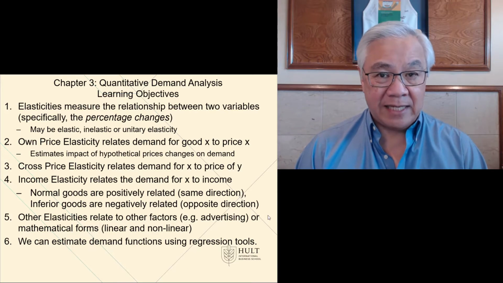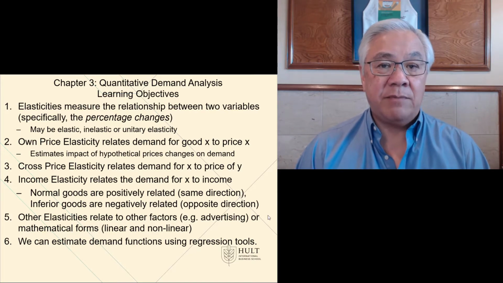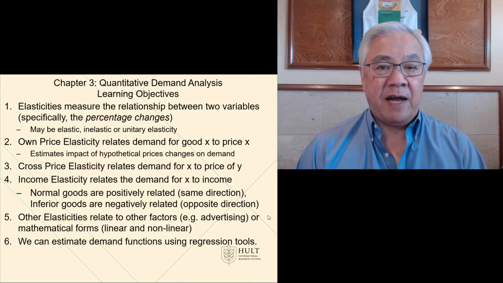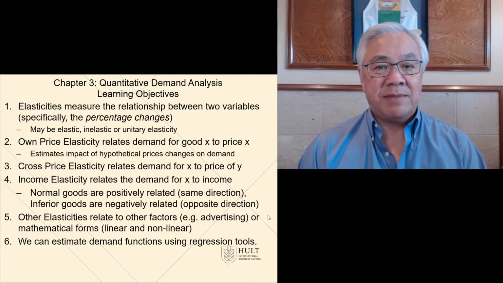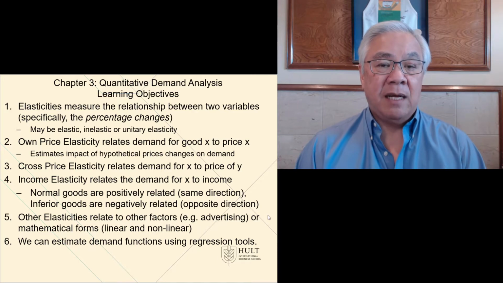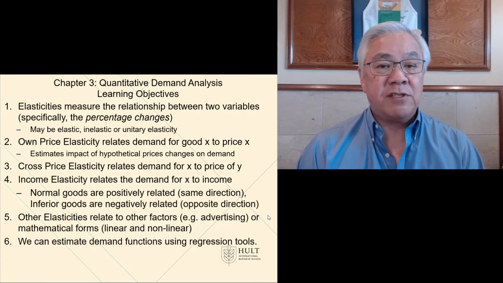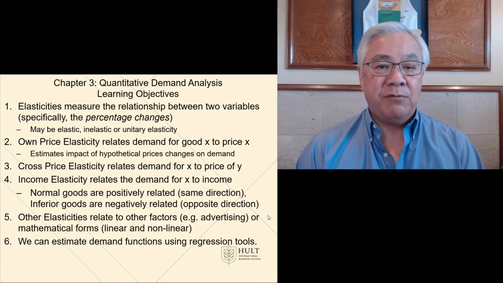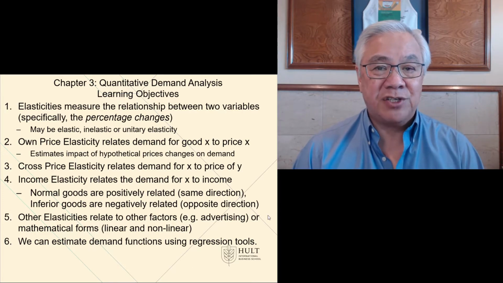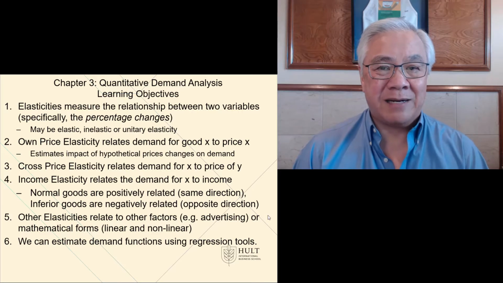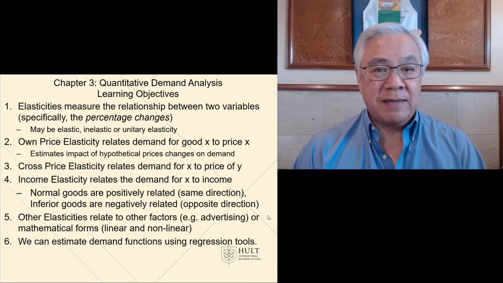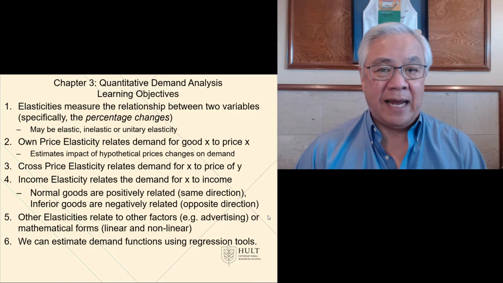Fourth, we'll look at income elasticity, which shows the impact of income on the amount purchased. Some items you'll find are normal goods, which means that as your income goes up, you buy more. Some items are inferior goods, which means as your income goes up, you actually buy less. Fifth, we'll look at other elasticities that relate to other factors, such as advertising, or in different forms, such as linear versus nonlinear expressions. And finally, we'll look at how we can estimate demand functions when we don't have the luxury of a nice mathematical function. So that's what we're going to cover, all types of things related to quantitative demand analysis.